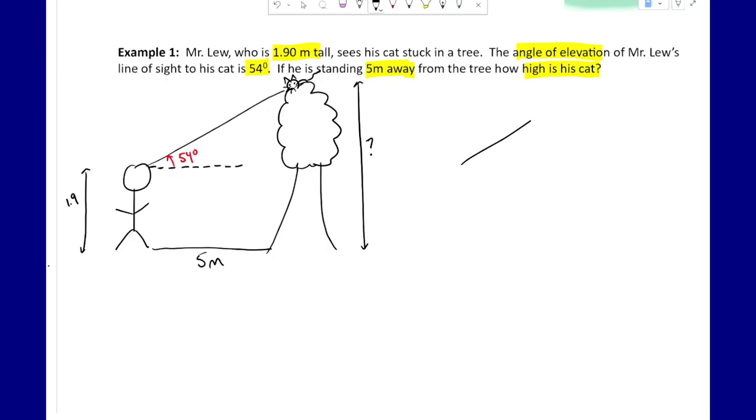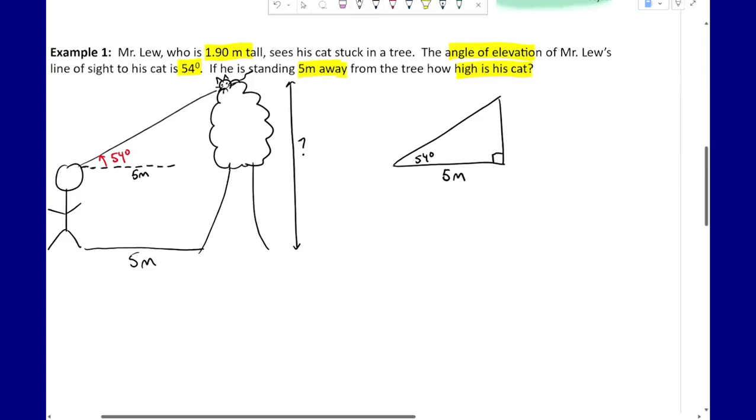So I'm going to draw that separately. If I draw it separately, I have 54 degrees here. I have my right angle here. And because I'm 5 meters away, that also applies to where my eyesight is. So if it's 5 meters down here on the ground away from the tree, it's also going to be 5 meters up here from my eyes to the tree. It's going to be 5 meters as well. So here we now have our triangle.